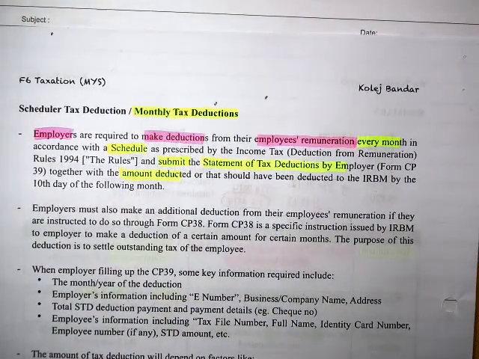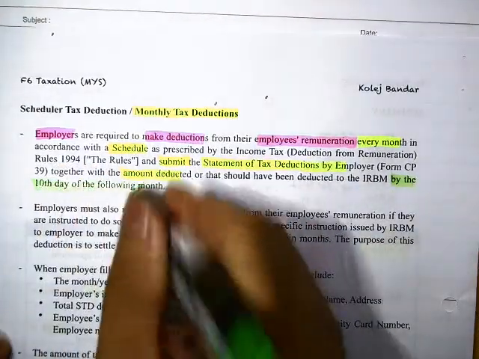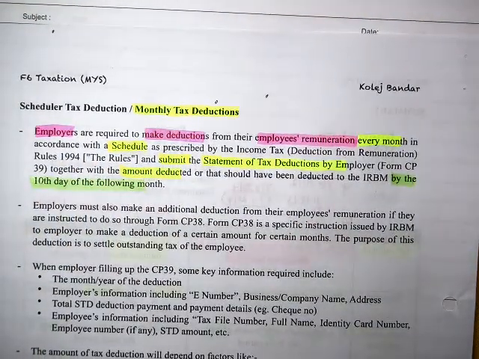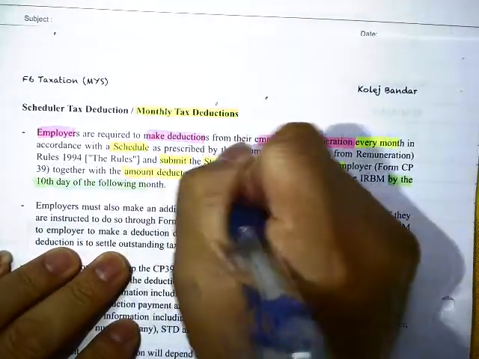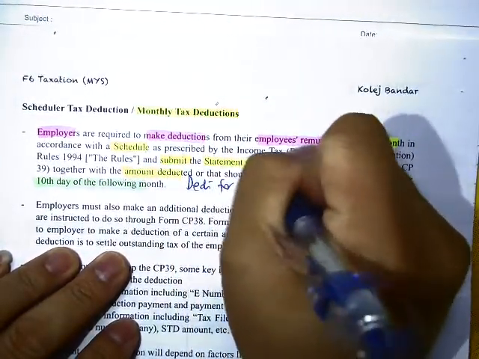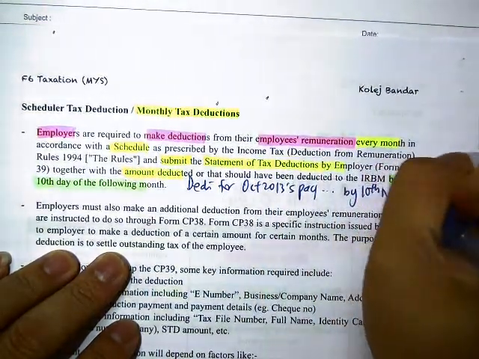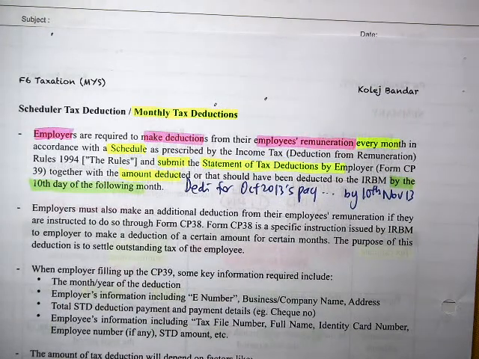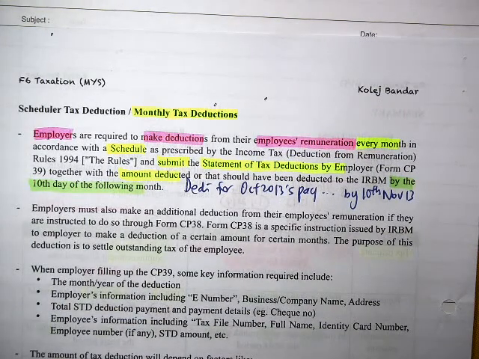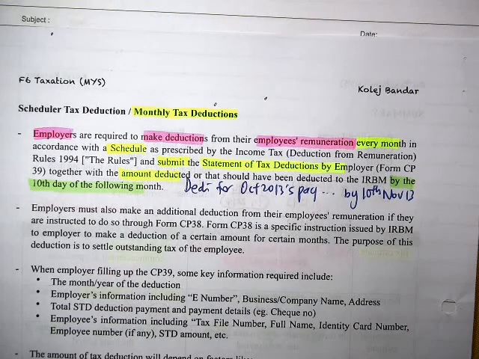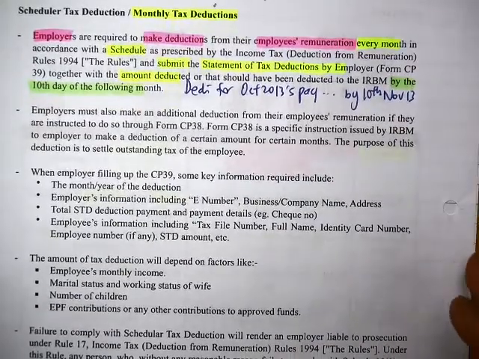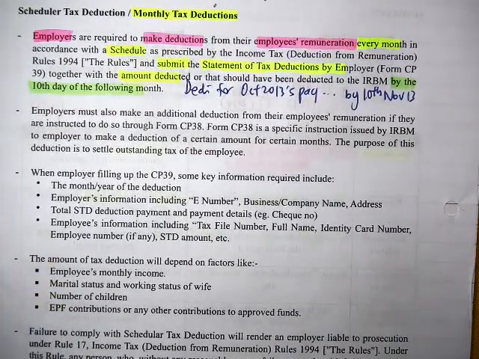Now the due date is by end of the following month. Which means if you talk about deduction for, let's say, October 2013's pay, it is by the 10th of November. Okay, salary for October, the taxes that you deducted, by the 10th of November you send it to the government. Okay, now if you want to determine the amount of deduction, then you also need to, in a way, estimate how much tax that they have to pay. That's why you have a schedule.